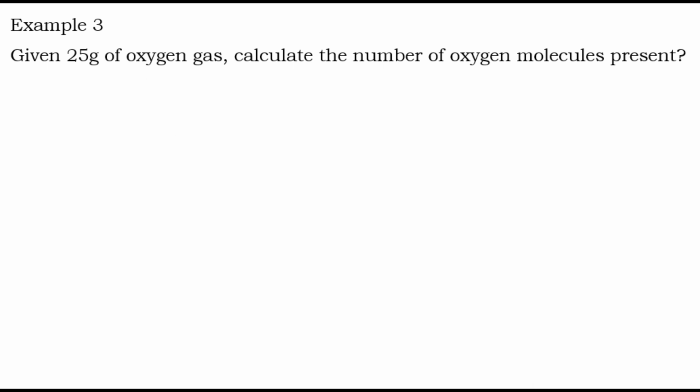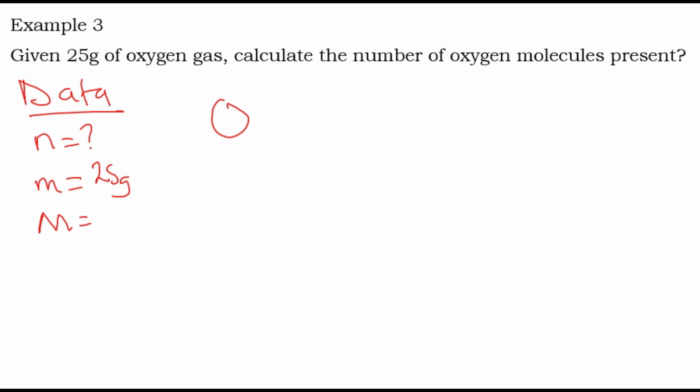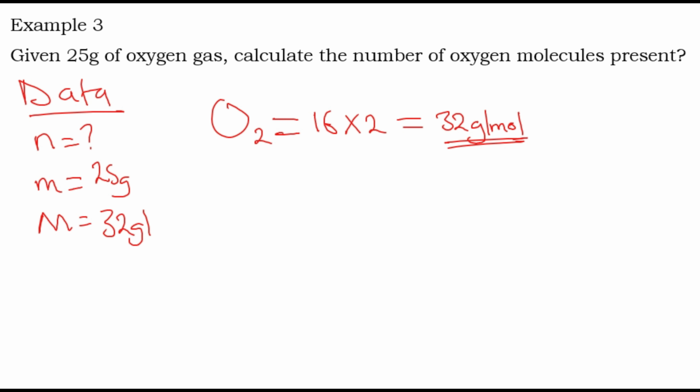So let's begin. Data: number of moles unknown. Mass, 25 grams. Molar mass: oxygen gas is diatomic, so get the relative atomic mass, which is 16, multiplied by the number of atoms present, which is 2, to give us 32. Then for molar mass, remember, units are added, grams per mole. So this will be 32 grams per mole.